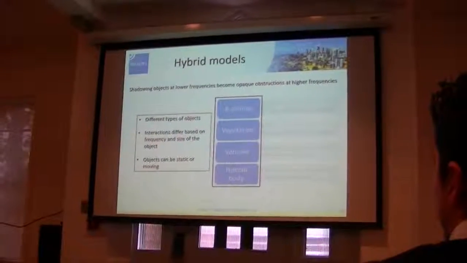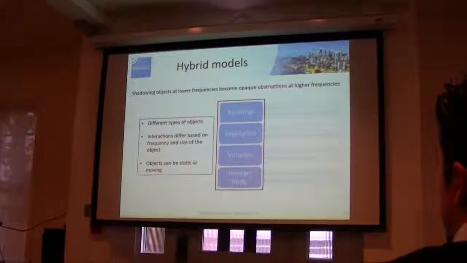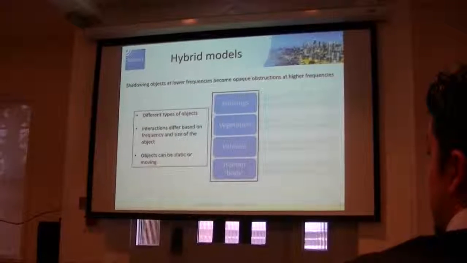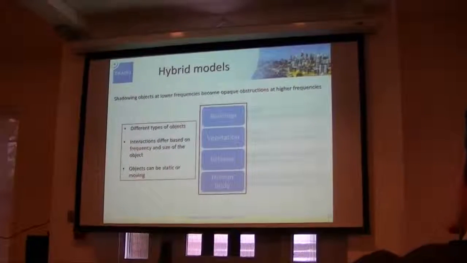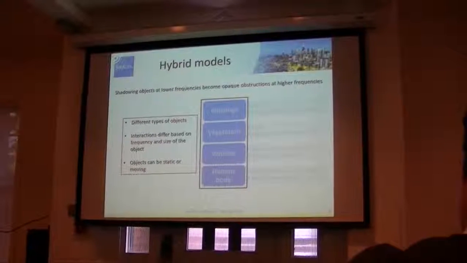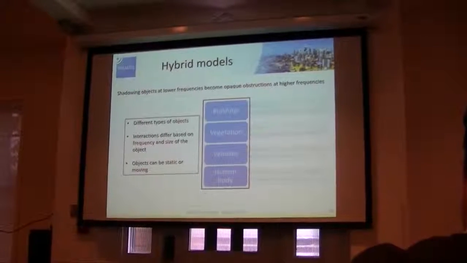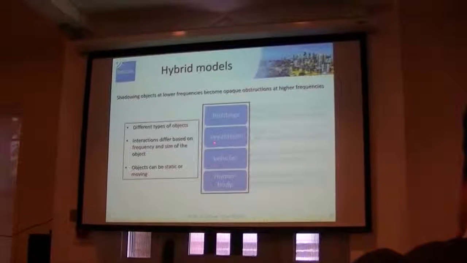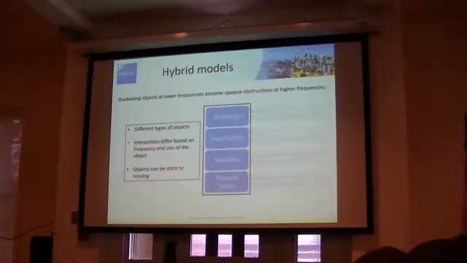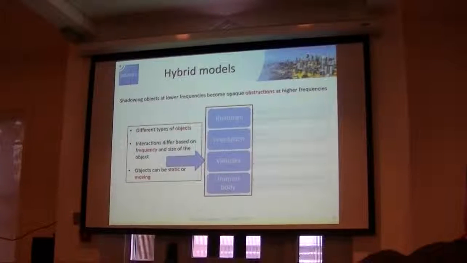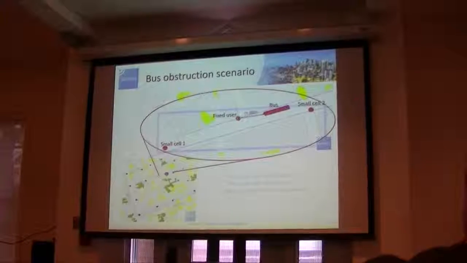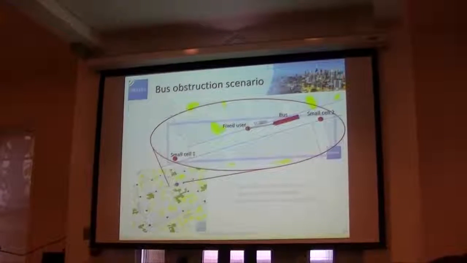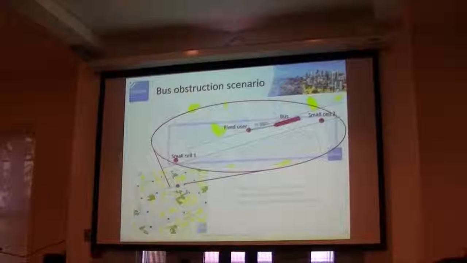We have interactions that will strongly differ based on the frequency and the size of those objects. And the objects can be static or moving. So again, we're combining both assets. In the project 5G wireless that you've introduced, we will consider the buildings, the vegetation, the vehicles, and the human bodies. And here only the vehicles are considered. So Zahid has considered two small cells that will interfere with each other. So we're just considering a small network in that case.